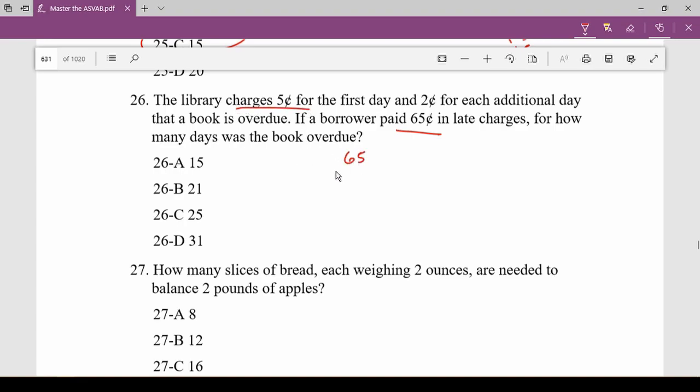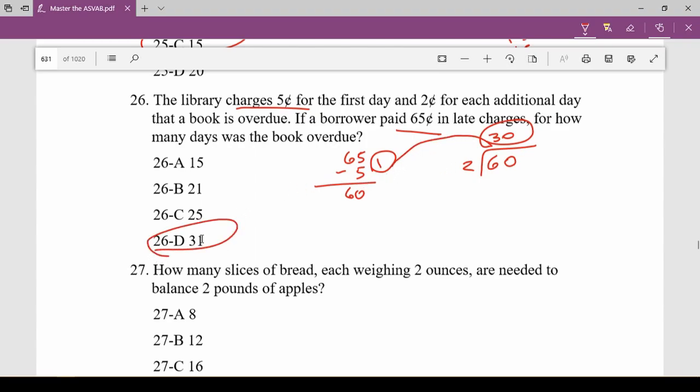So 65 minus 5 is going to be 60. So this is 1 day late, you still owe 60 cents. So we're going to do 60 divided by 2. That of course is 30. So we know the book was 30 plus 1 day's late, that is 31 days late. Pretty quick and easy problem.